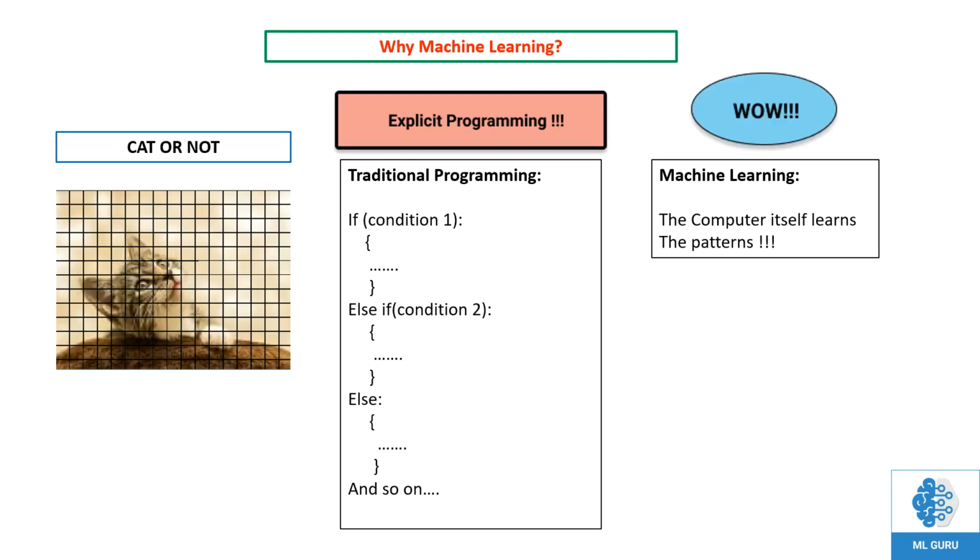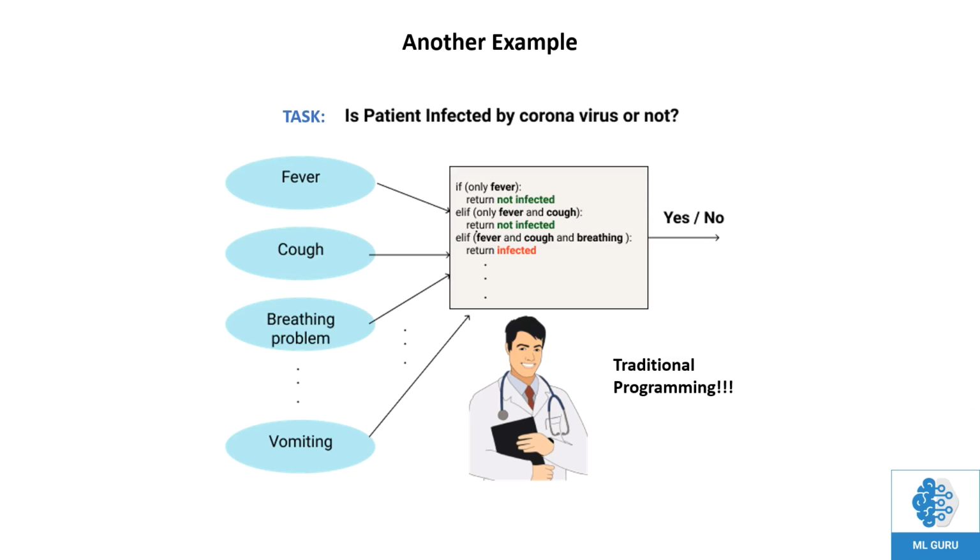Now let's look at another example. In this example, our task is to identify whether the patient is infected by coronavirus or not. Suppose there is a doctor and he wants to write a program to identify whether the patient has been infected with coronavirus or not. This identification is based on some set of inputs, which are nothing but features or symptoms in this case.